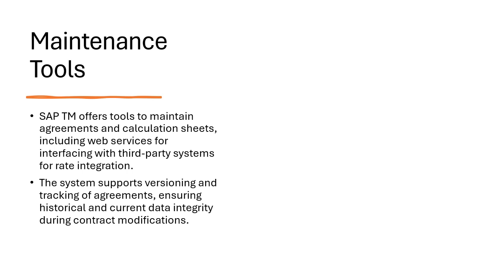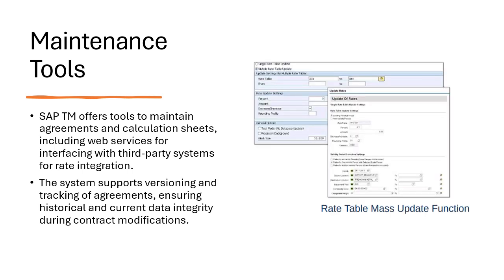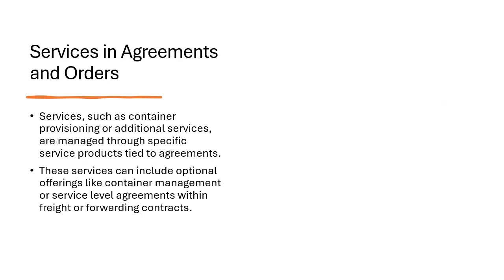Next, in the maintenance tools, SAP TM offers tools for mass updating rate tables, such as Excel integration for bulk edits. These tools streamline the maintenance of large rate tables, which are common in complex transportation agreements. And this image shows SAP TM's mass update function, which also allows users to adjust changes for multiple rate tables at once, making it easier to handle adjustments like fleet rate updates across several contracts.